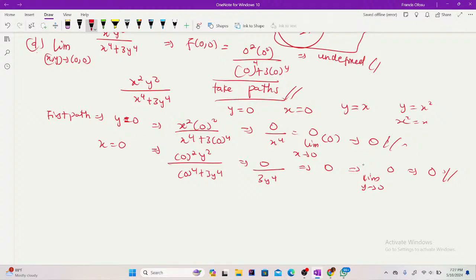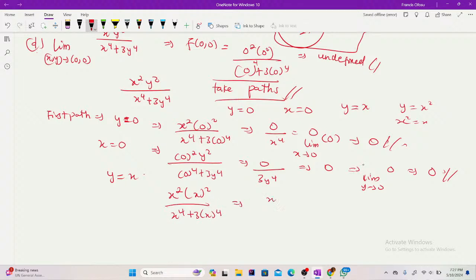So now we can test for the last. So the last is maybe you can take the path y equals x. So always at least 3 paths should be enough for you to confirm. So taking the line y equals x, what am I getting? Wherever I see y, I put x, right? So from the main function, I have x squared multiplying x squared because the y will be x, all over x to the power 4 plus 3 multiplying x to the power 4.